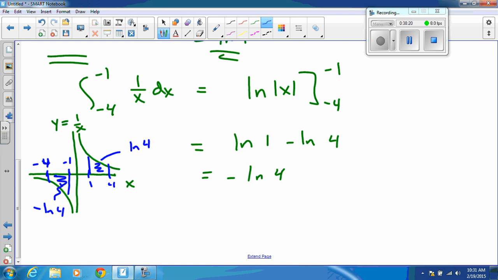If I neglected the absolute values here, then I would get the natural log of -4, which is an imaginary number. Actually, it's complex. There it is. That would be a problem. So it's really important that you not neglect the absolute value signs on your antiderivative for 1 over x. Okay?